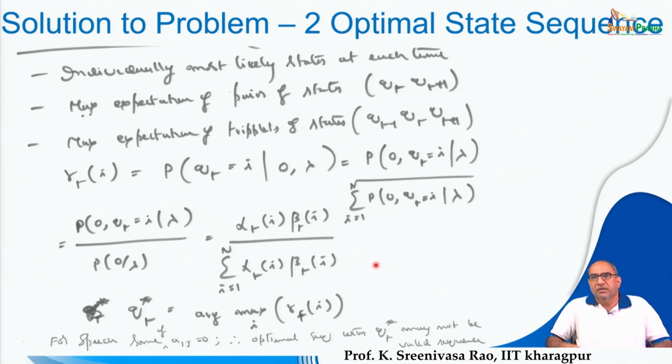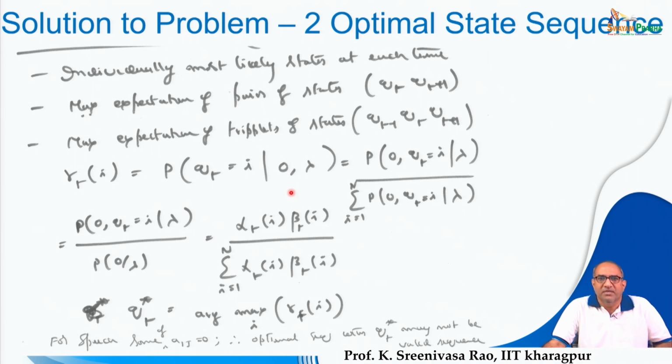Before going to the solution to the third problem, we will try to see the solution for problem 2. Problem 2 is that, given the observation sequence and the model parameters, we try to find the state sequence that best describes the given observation sequence. From the given observation sequence and the model, we need to find the hidden state sequence that is responsible for giving this particular observation sequence. For that we have different approaches.